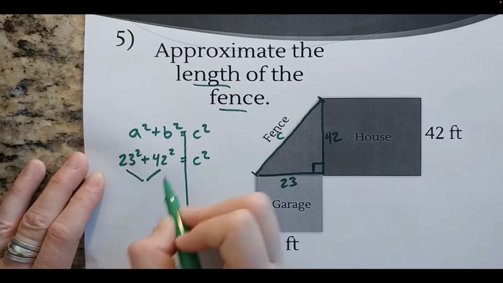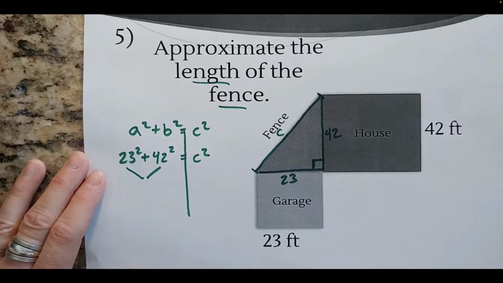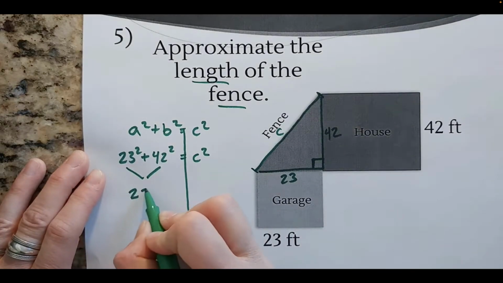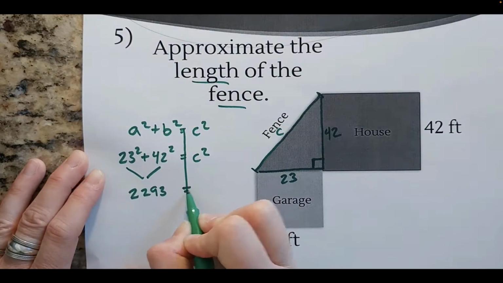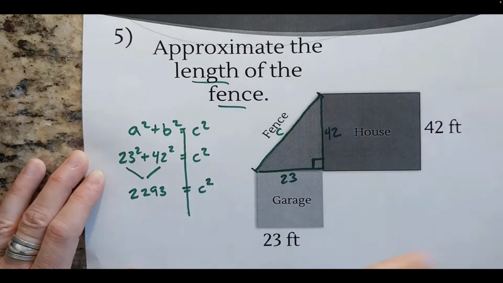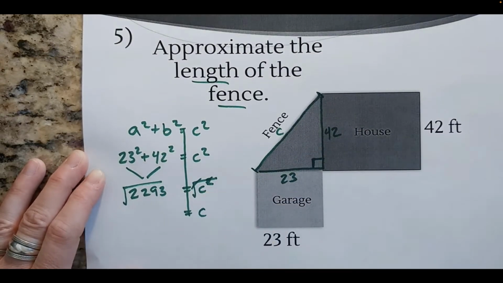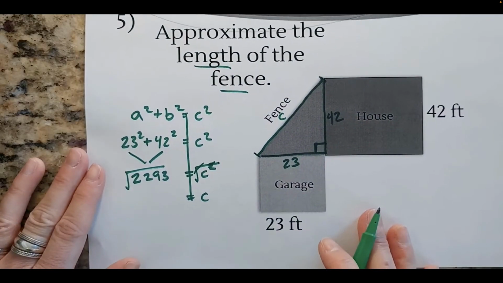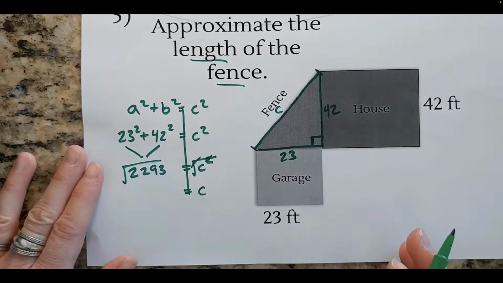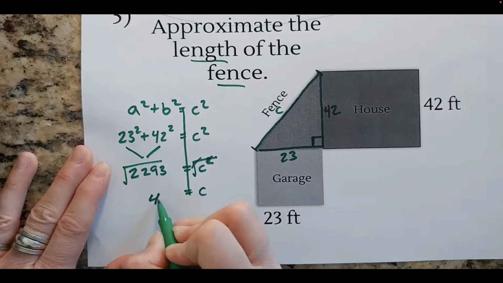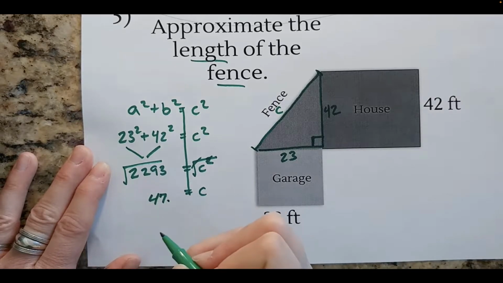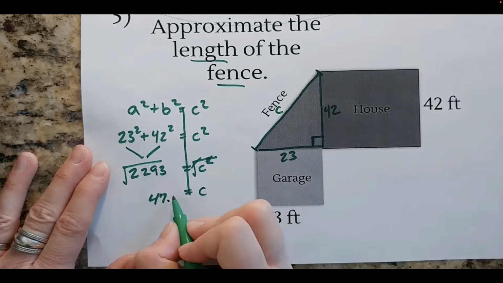You should be able to type all of this into the calculator. It will tell you 2,293. And that's not how long the fence is yet. Square root. Calculator is saying that this is approximately 47 point, I think we'd have to go about 8-9.